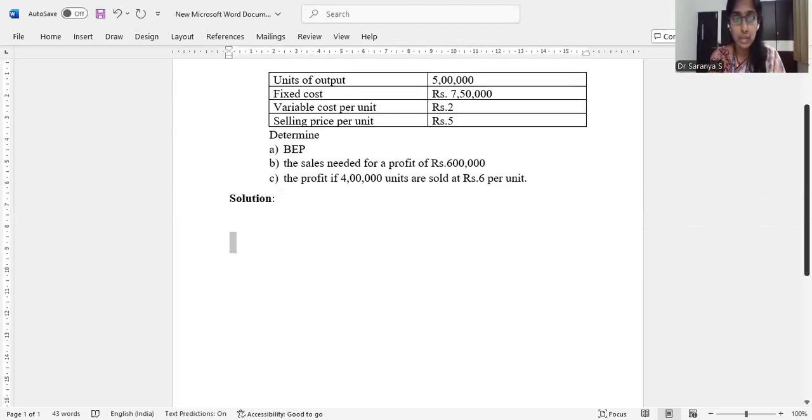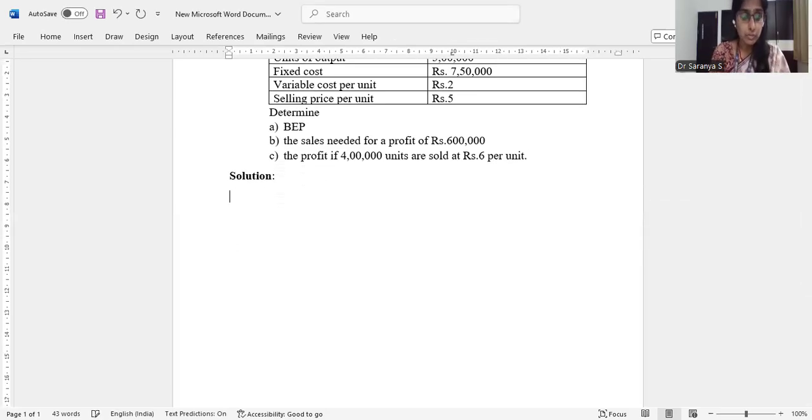Okay, so now we will start with the sum. First, we have to find out the BEP. To find out the BEP, first we have to calculate the PV ratio. To calculate the PV ratio, first we have to calculate the contribution. The contribution formula is sales minus variable cost, S minus V. Sales is rupees 5 minus variable cost rupees 2. Therefore, contribution equals rupees 3.